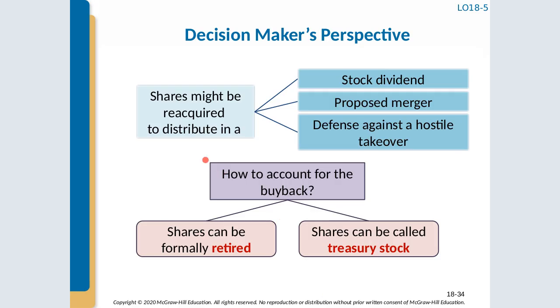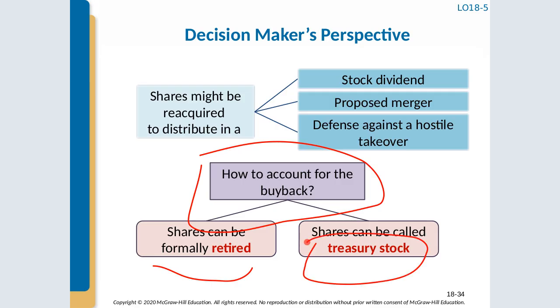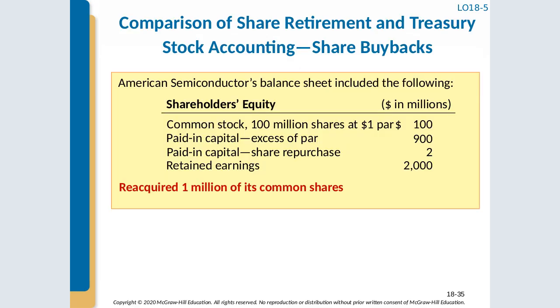And so we have two types of share repurchase. We have shares that are retired, and we also have treasury stock. The most common one is treasury stock, and you probably have some of that if you're looking at the annual report for your publicly traded company.